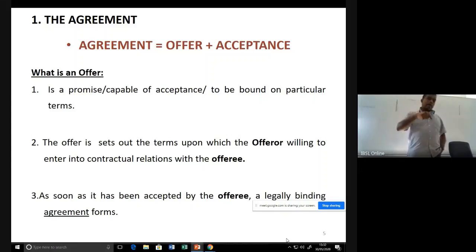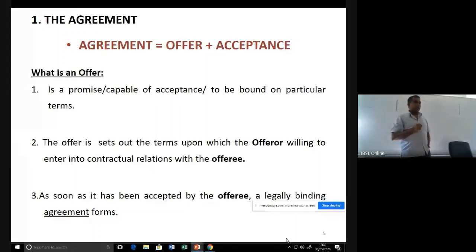If the other party accepts, an agreement is created, right? So remember this interpretation. An offer is a promise, it's capable of acceptance, and the intention of the party is to bind themselves under the agreement.